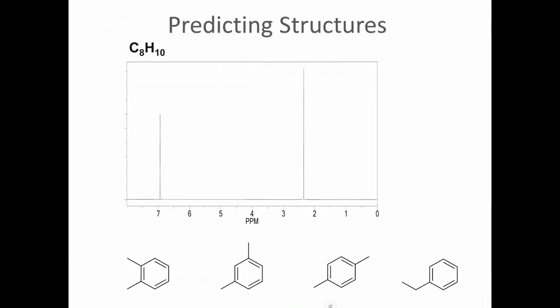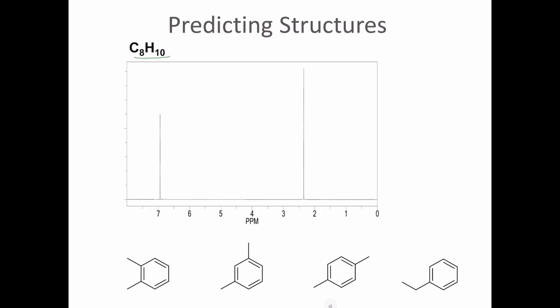Predict the structure of C8H10. There are only 2 signals, and they are all singlets. Wow. So we are looking for symmetry here, where there is not going to be any splitting pattern.